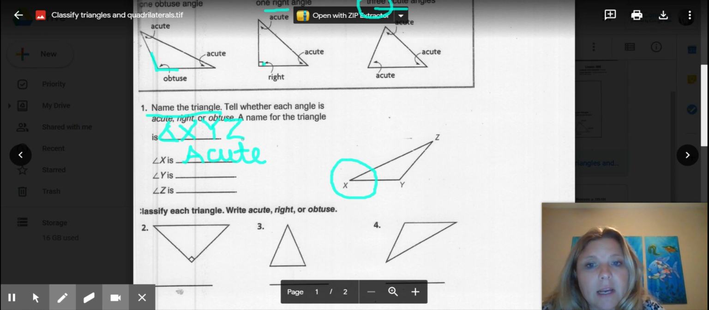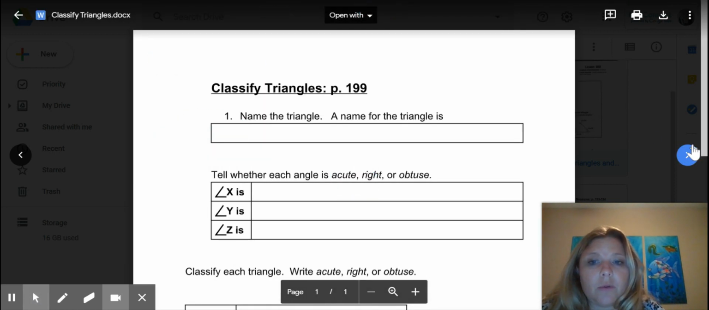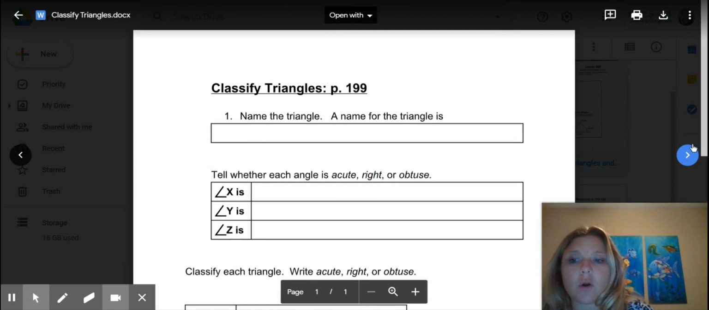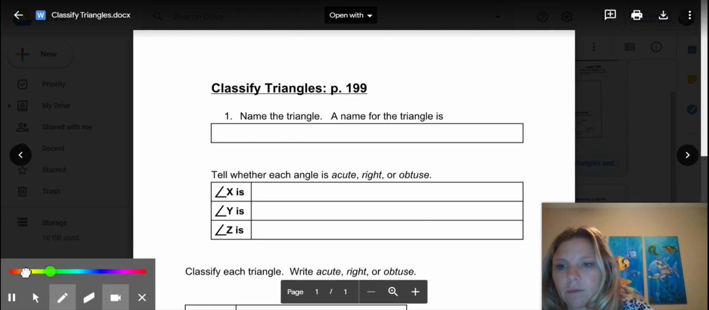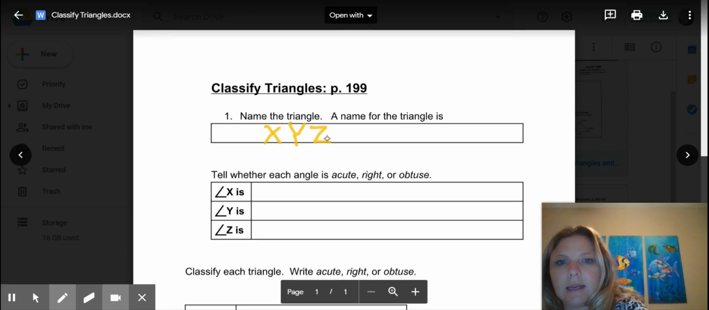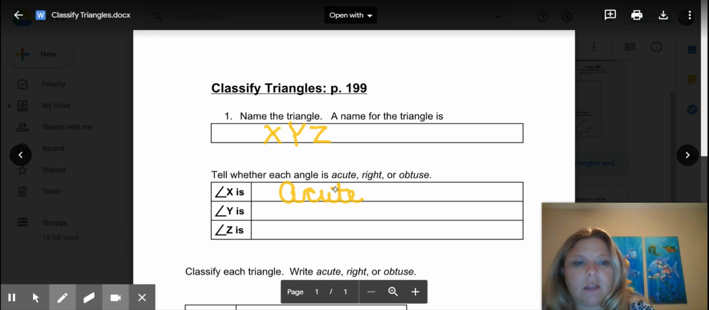Okay. Now let me show you what it would look like on a document if you're doing this through Google Classroom. Okay. If you're doing it through a document, again, name that triangle. Now you're going to be typing, which means you can't put that triangle sign. So in that case, you would just write down X, Y, and Z. And then what type of angle was X? If you remember, it was an acute. So then you would write acute right there.